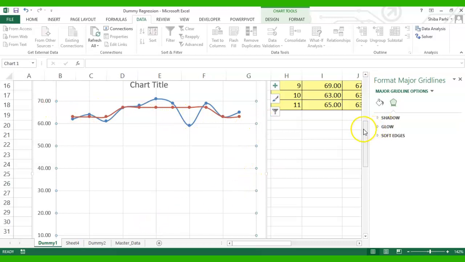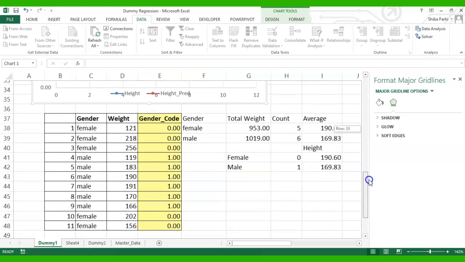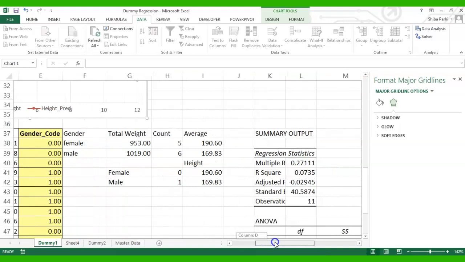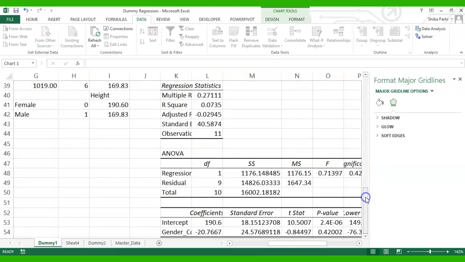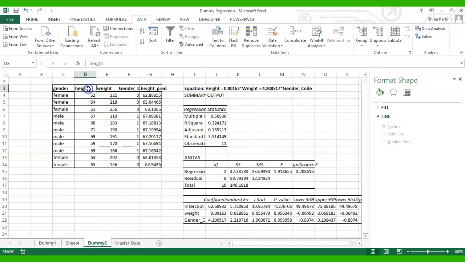Now similarly, I can calculate for the weight also. The same way I can go about it, and you can try with this data set. The total height and the average height and the summary output of this data are given. You can try with this one of your own. So now let us do the dummy regression when there are two data sets. I want to predict height, but on the basis of the weight and gender.